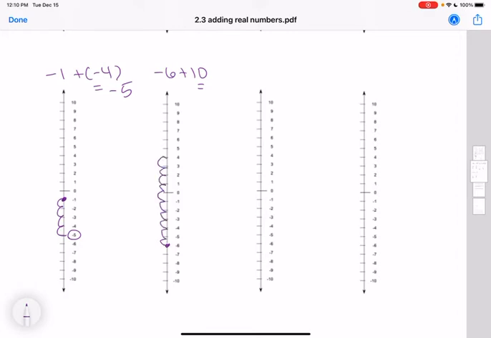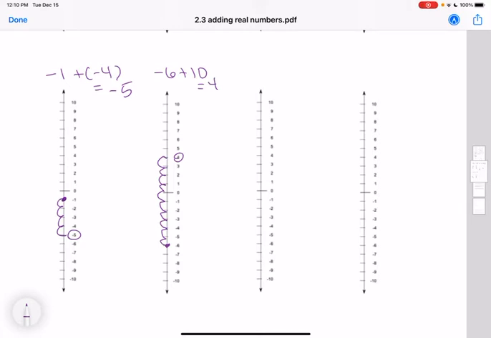So if we're at -1 and we add -4, as that -1 went down 4, I ended up with -5. That -6, and then adding 10. So I went up 10 and I ended up at 4.